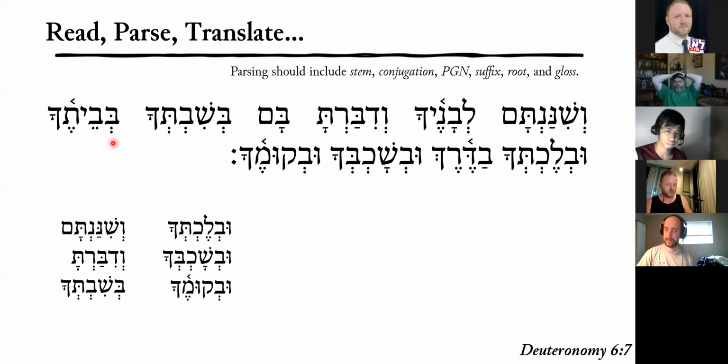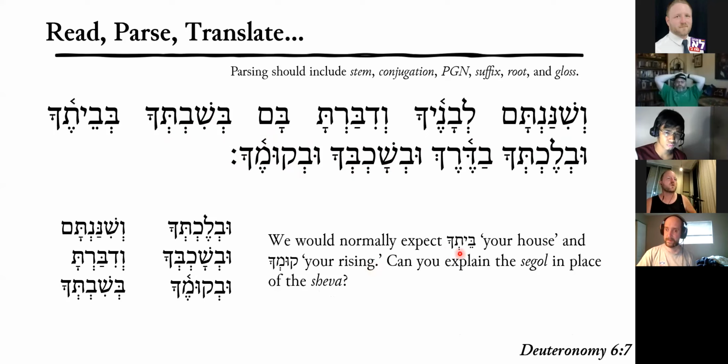Good. I wanted to point out, and I think I put a note here. Yes, we'd normally expect beitcha, in your house, and kumcha, uvkumcha, your rising. Can somebody explain the segol that is present in kumecha and beitecha instead of the shva? Anyone have any idea? You can raise your hand. Hosea, go for it. The accent. Why is the accent shifted?